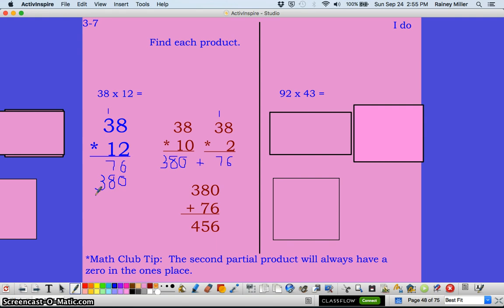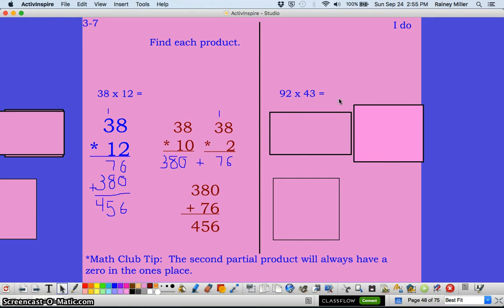And then I add those together and I get 456, just like I did whenever I took the problem apart. So either way is perfectly fine if you want to try it out. This way is just a little bit more compact, but if this one makes more sense to you, please, by all means, use it. Let's do another one.